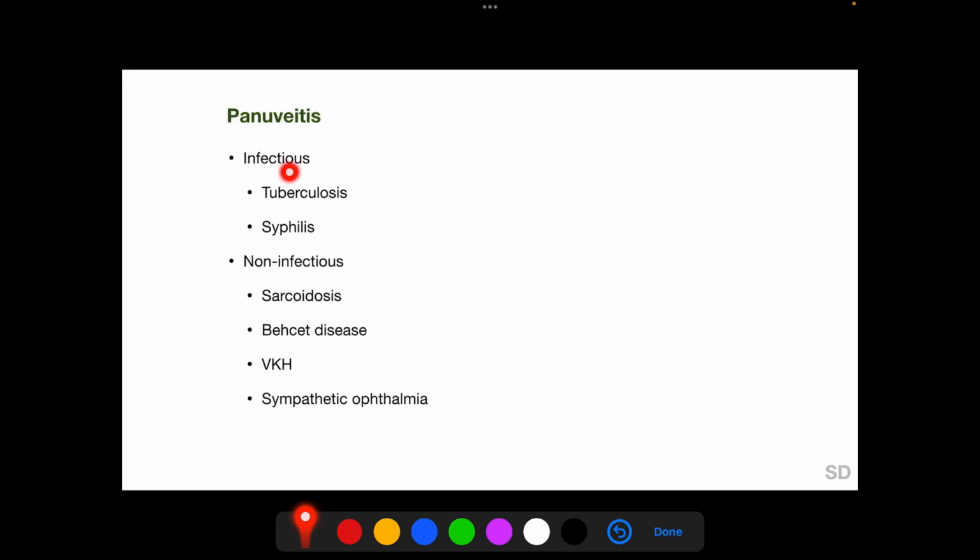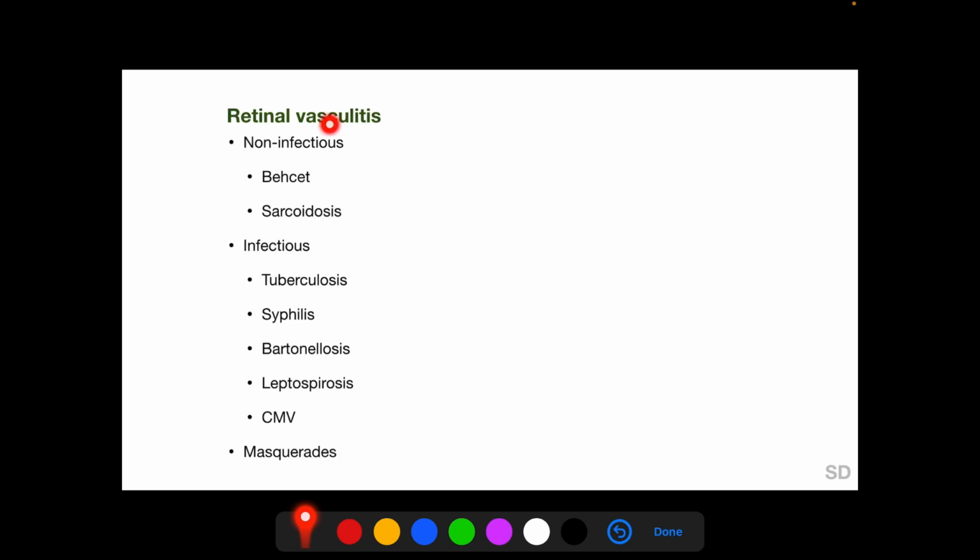Infectious etiologies of pan-uveitis include tuberculosis and syphilis, and non-infectious pan-uveitis entities include sarcoidosis, Behçet's disease, Vogt-Koyanagi-Harada syndrome and sympathetic ophthalmia. Retinal vasculitis due to non-infectious entities can be Behçet's disease or sarcoidosis, and infectious entities causing retinal vasculitis can be tuberculosis, syphilis, Bartonellosis, leptospirosis and cytomegalovirus.